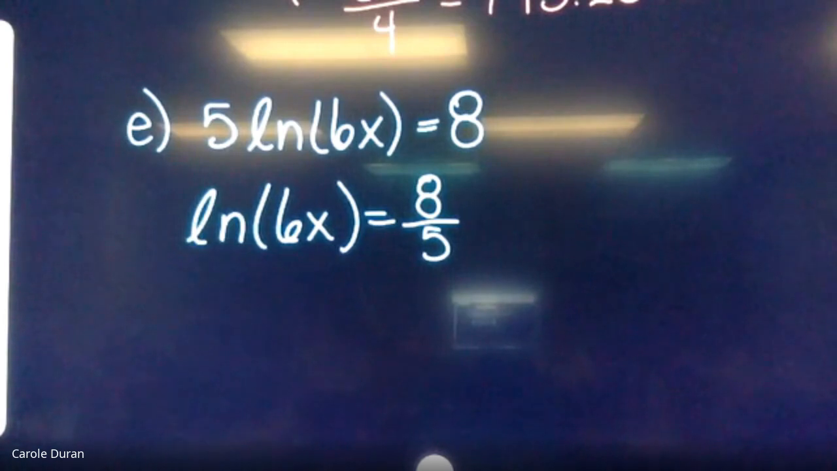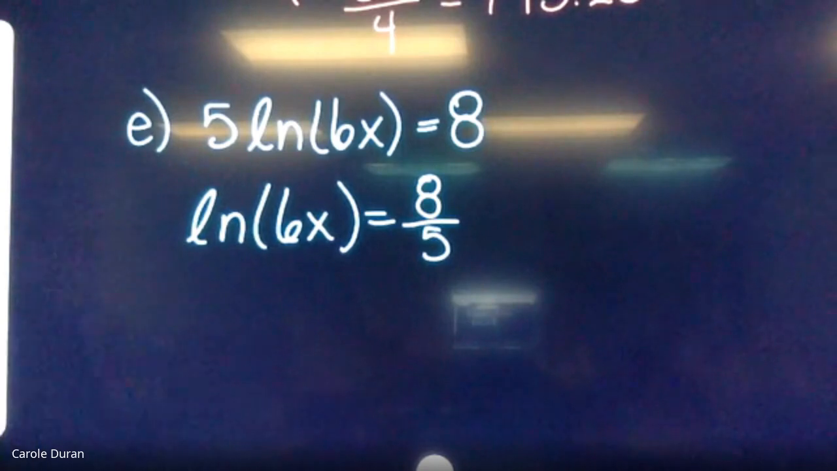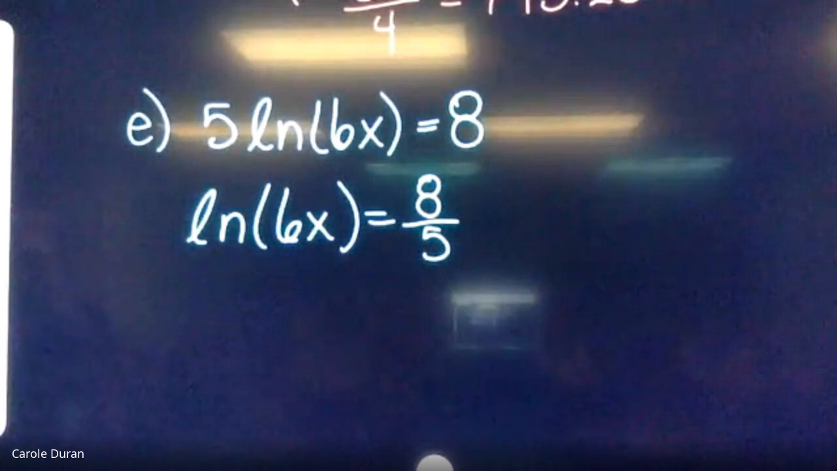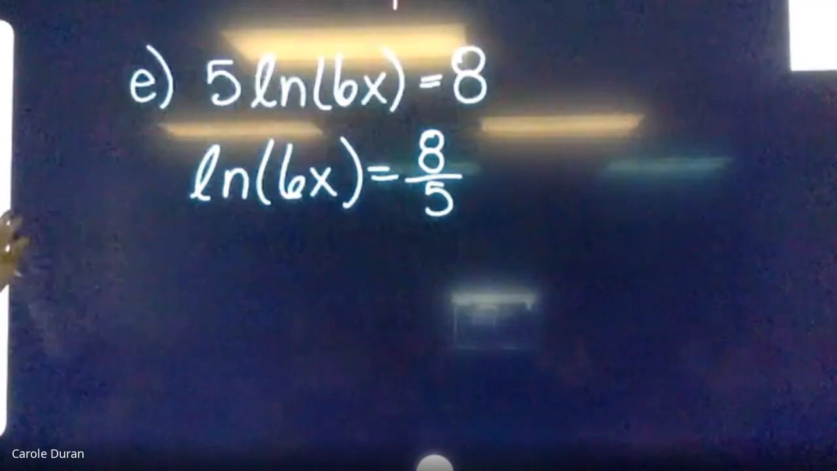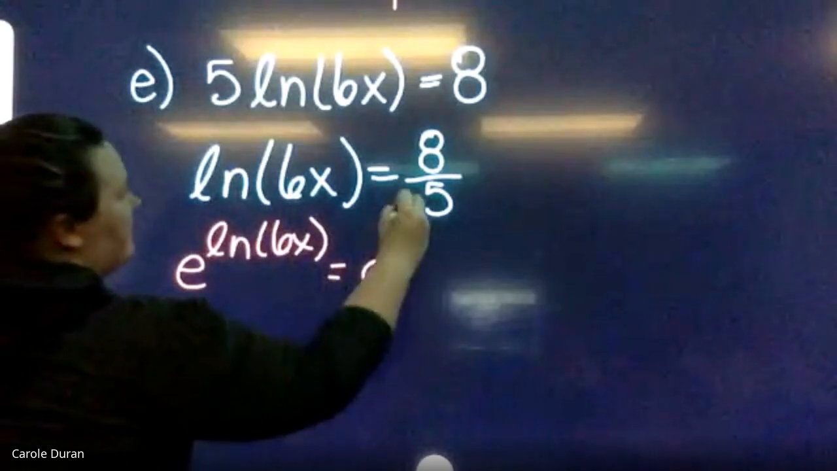Are we all okay so far? All I did was divide the 5. Now I have the natural log of 6x equals 8 over 5. Sarah, what am I going to do to get rid of the natural log on the left? Say it. The e, right? I'm going to take e and I'm going to raise it to the power of each of these sides of my equation. So this is going to become e to the natural log of 6x equals e to the 8 divided by 5 power.